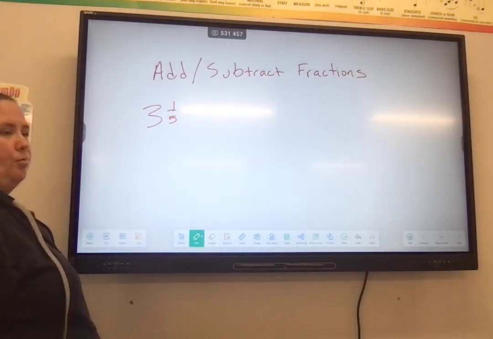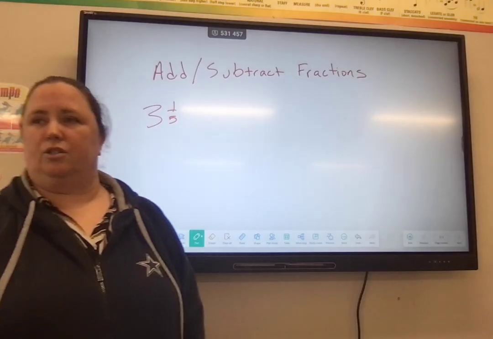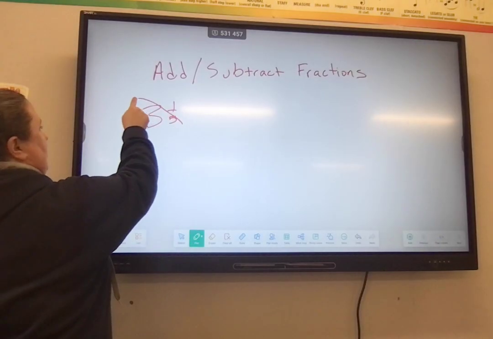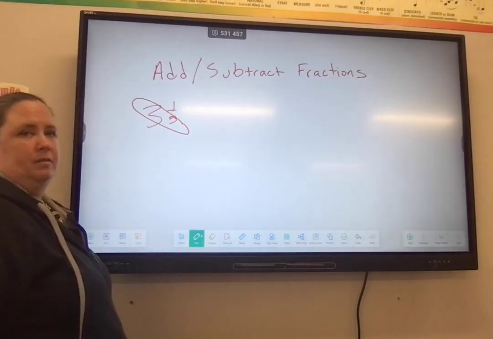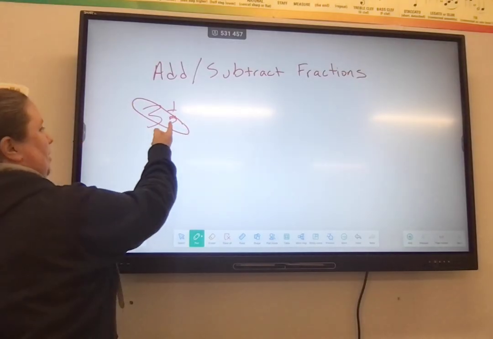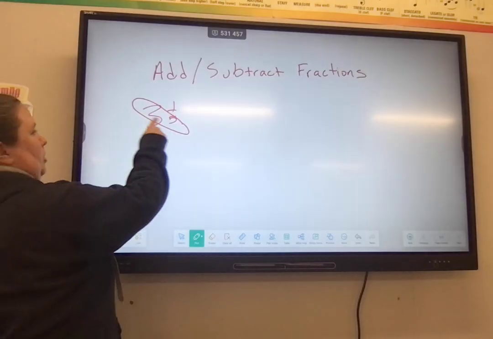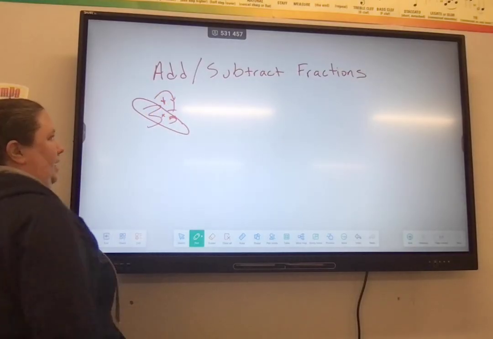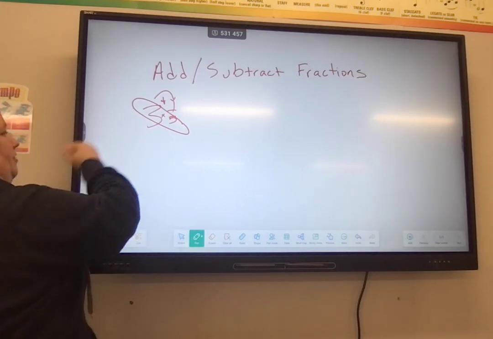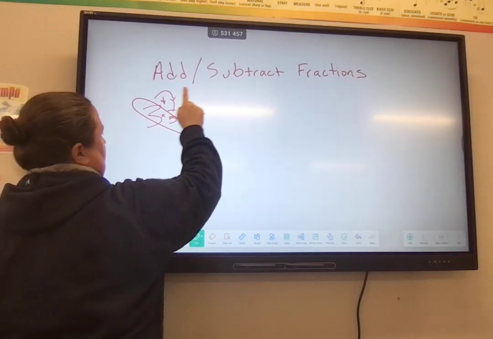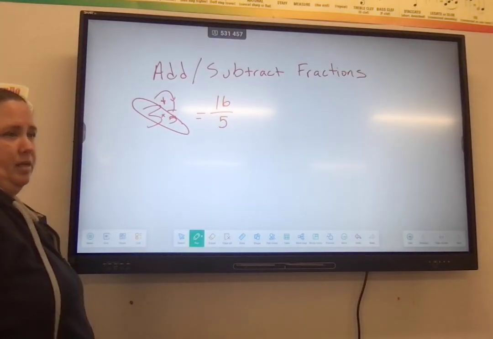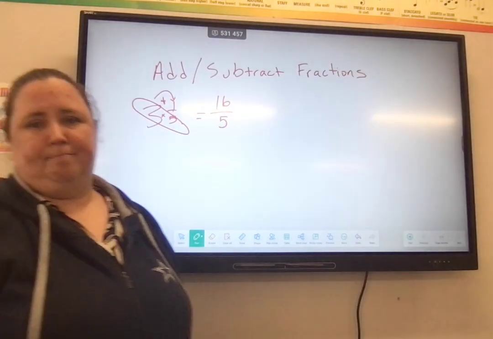To make this improper, what is the way to do that? 3 times 5 plus 1. Right, you multiply the denominator times our coefficient. There's some vocab words for you. Bottom number times big number. Multiply that, and then we add the numerator. Add the top number. So 3 times 5 is what? 15. Plus 1? 16. 16 over 5. So that would be your new fraction.